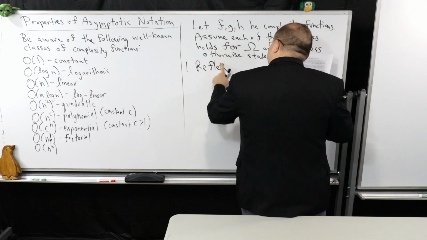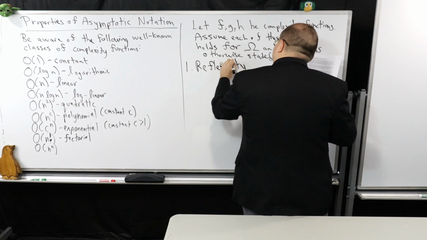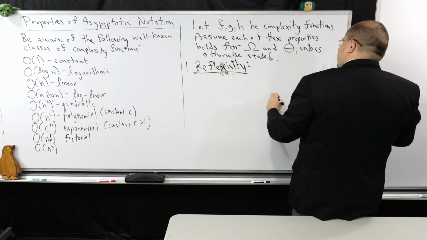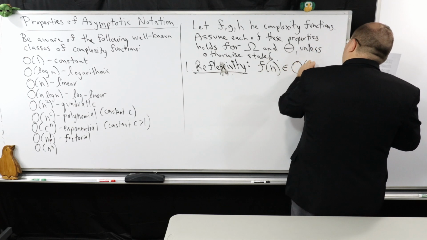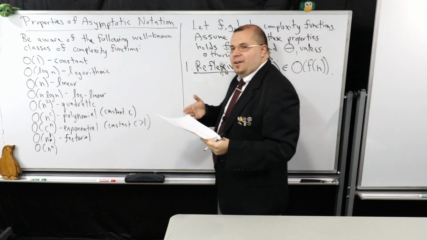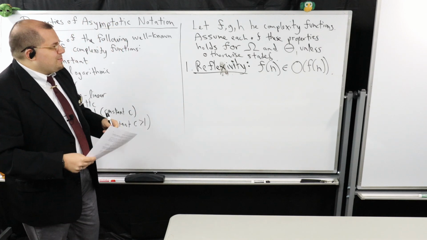Reflexivity. Let's just rewrite that. That's reflexivity. There we go. My apologies. Reflexivity. So if I give you f, I could tell you that's big O of f. That's what it just means. It means if I have the thing, it has the property. So that's all it really means.